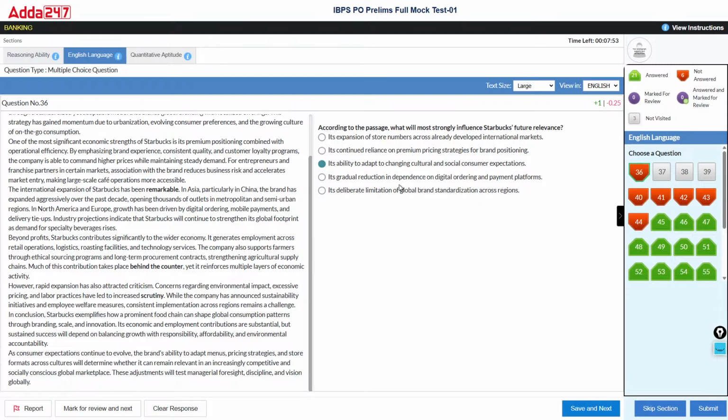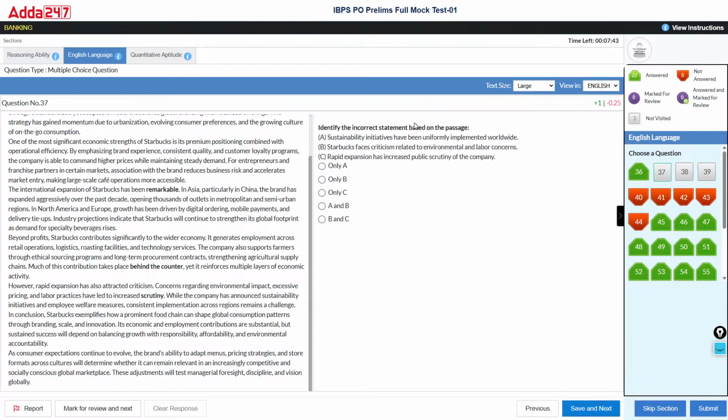Gradual reduction in dependence, no. Deliberate limitation, no. Premium pricing for branding position. Expansion of stores across already developed. Mhm. Identify the incorrect statement based on the passage.